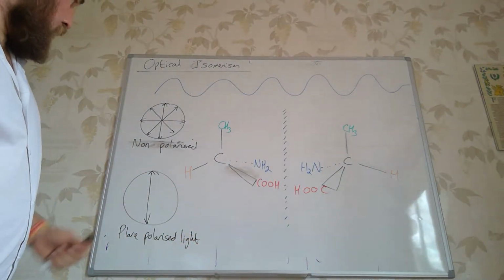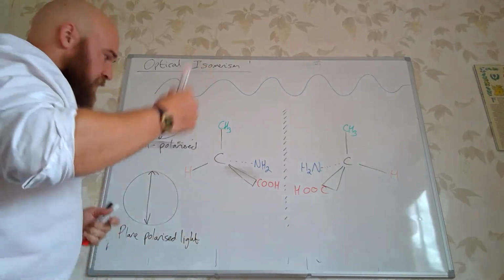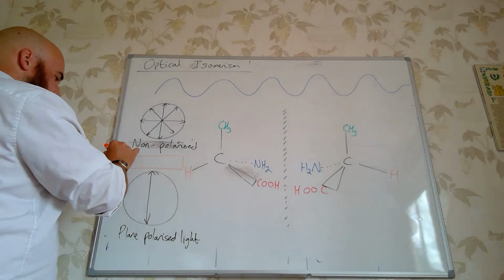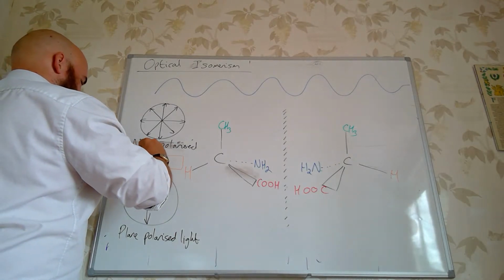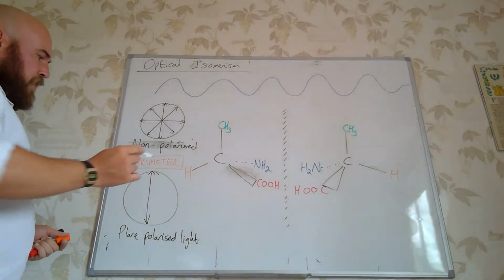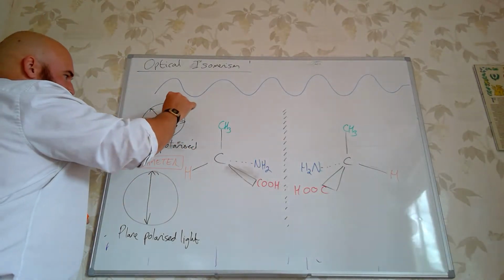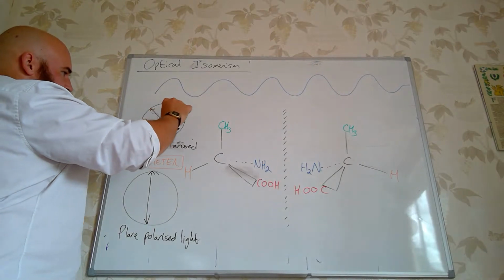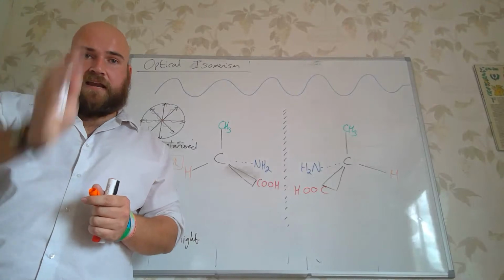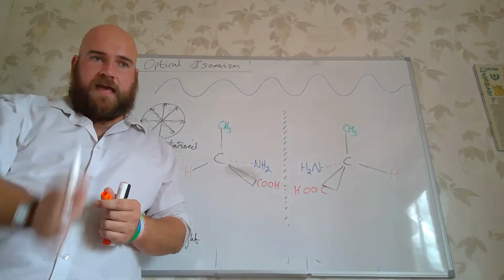Well, you take your non-polarized light from a torch or the sun, something like that, and you pass it through a polarimeter. Think of it as like a filter. A polarimeter will filter out all of these different oscillations here and leave you with the light just oscillating in one plane, up and down, up and down, up and down.